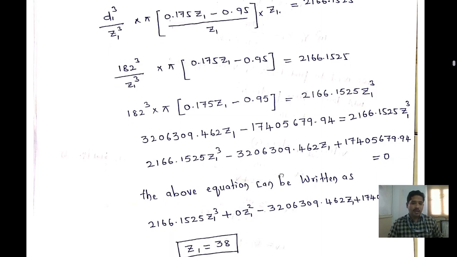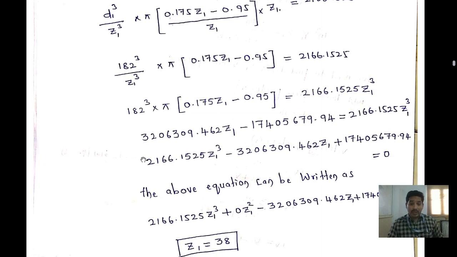I hope no one is having confusion. Again, what we have to do here, that is most important: 182 whole cube into 3.142 into 0.175 into z1. If you multiply, then you will get the value 3206309.462 z1. 182 whole cube plus pi, minus plus into minus, it becomes minus into 0.95. If you multiply 0.95 into 182 whole cube into pi, then you will get the answer 174,056.7994.